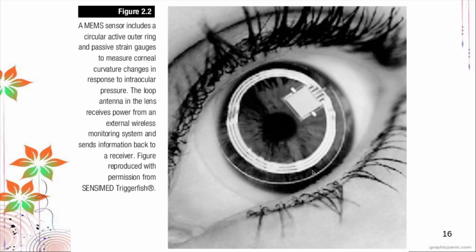So an example of a MEMS sensor here is in contact lenses. So this is a circular active outer ring. So if you notice, this is your contact lens, and there's a MEMS device here. So this device is used to measure the corneal curvature in response to intraocular pressure. So this is usually used to test patients with possible glaucoma. So the activity of the eye can be measured here: the intraocular pressure, the pressure inside the eye. So this is from Sensimed Triggerfish, which is the manufacturer of these contact lenses.